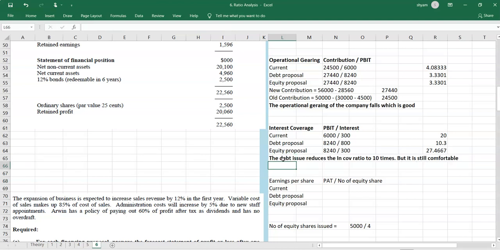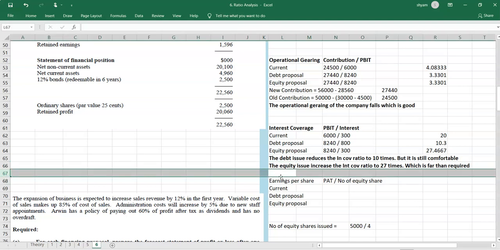You can also say that the equity issue increases the interest coverage ratio to 27 times, which is far more than required. Okay, so it doesn't need to be 27 and all, because 27 seems to be very high.